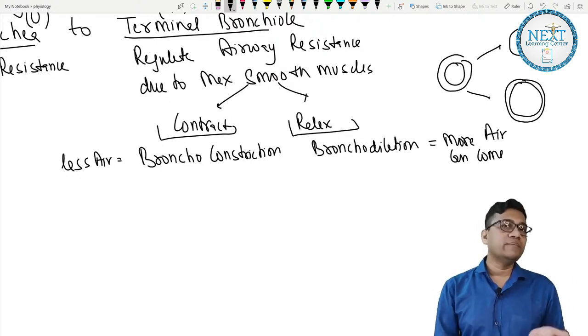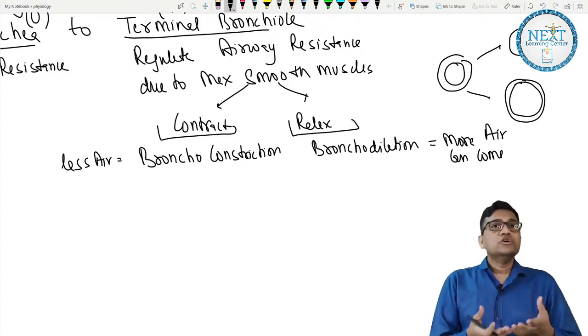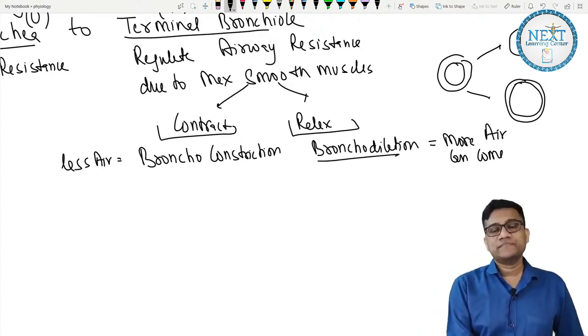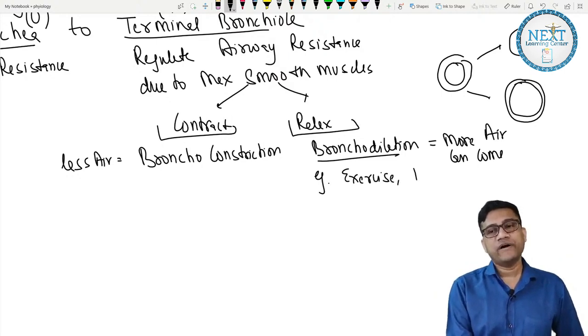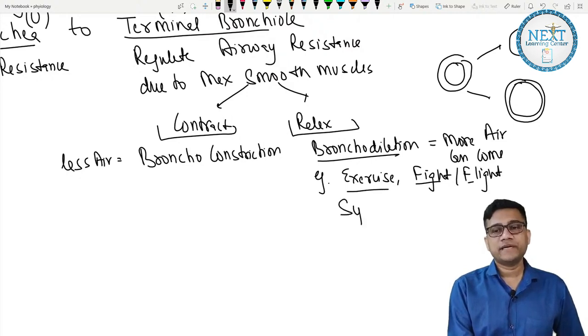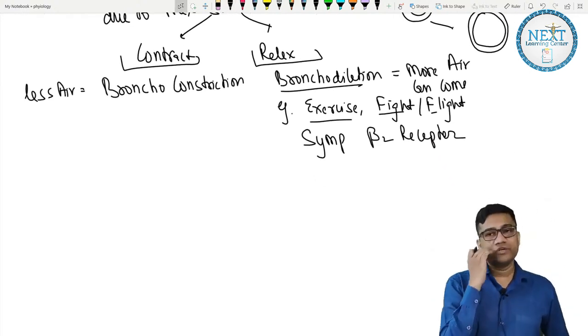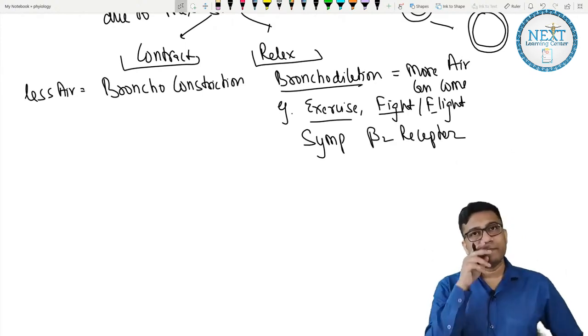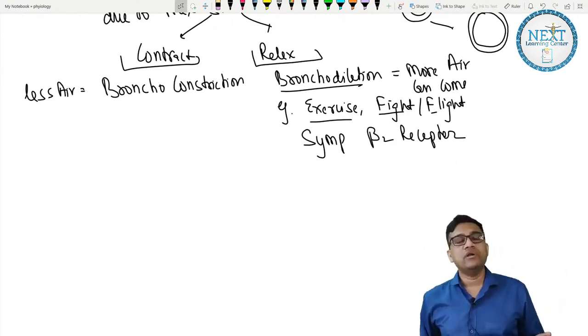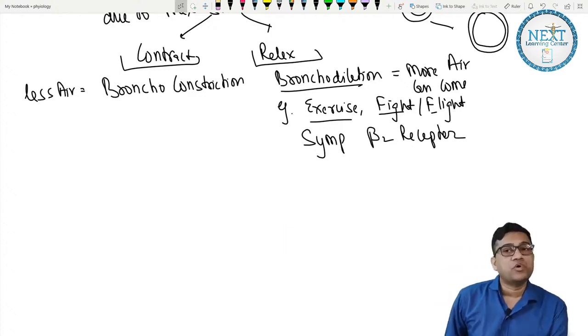So what is their physiological importance? For example, during fight or flight, when you're running, remember sympathetic, you want more air. So you want to dilate the airway. Example, exercise, or fight or flight. You want more air. So that is why sympathetic beta 2 receptor causes bronchodilation. Example we all know, salbutamol, salmeterol.